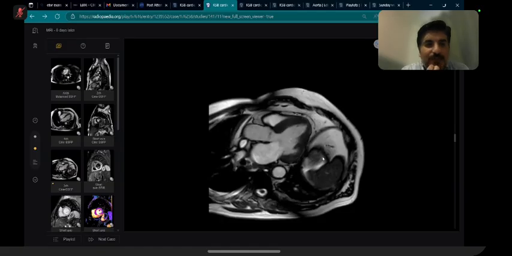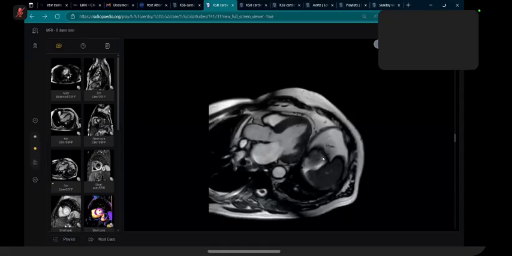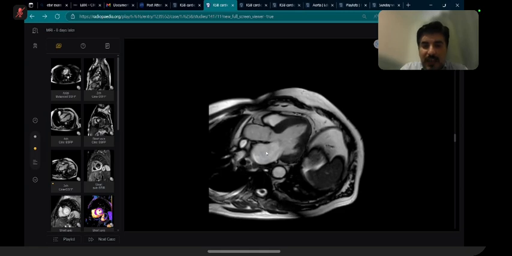What do you see? Yes, this is a three chamber cine images because I can see the left atrium, left ventricle, and also the right ventricle. Good. Three chamber view. Yes, so you see the left atrium, the left ventricle. This is the left ventricle outflow tract, and this is the proximal aorta. So this is the aortic root.